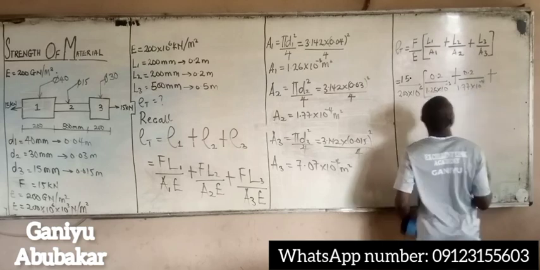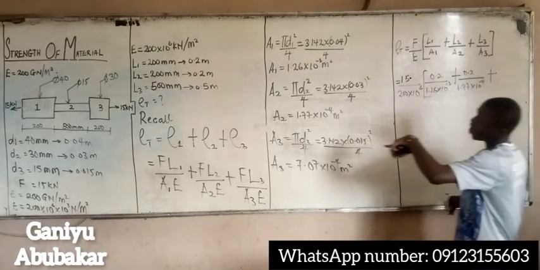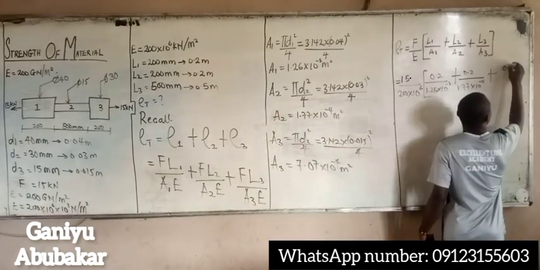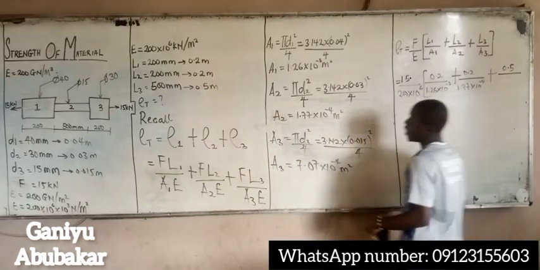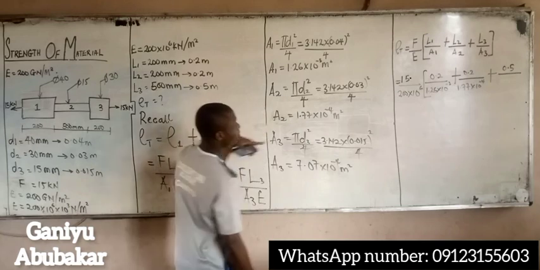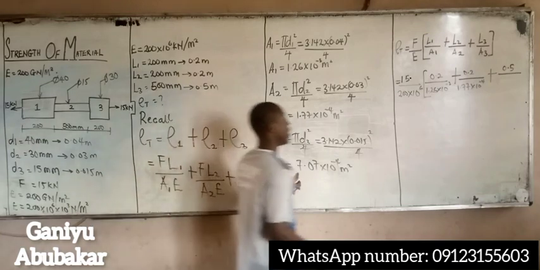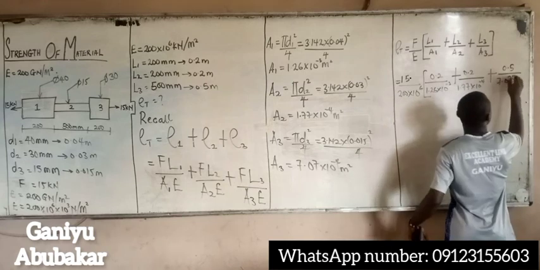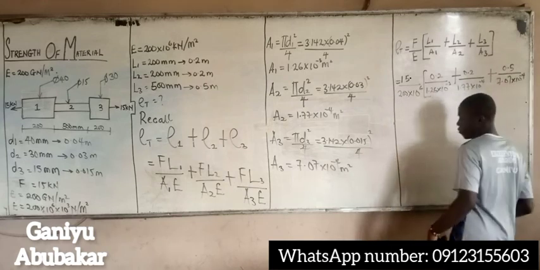I have a positive sign. L3, check. What's your L3? 0.5. I have 0.5 all over A3. A3 is 7.07 times 10 to the power minus 4.